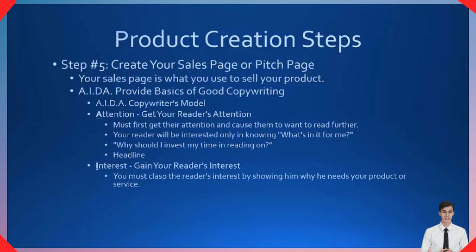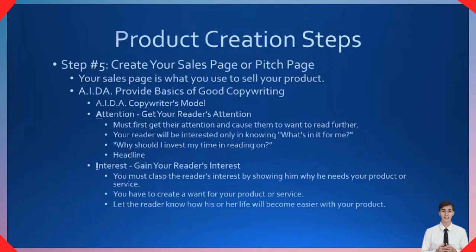Interest. This is where you gain your reader's interest. You must grab the reader's interest by showing them why they need your product or service. You have to create a want for your product or service. They need to want it and desire it. Let the reader know how his or her life will become easier with your product. Make sure you're doing that within your sales copy. How is their life going to be improved by your training course?